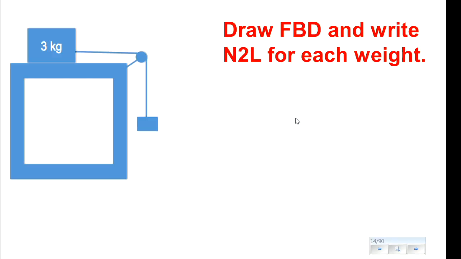Okay, we call it the object number one. Velocity was zero. What's the direction of velocity for the object number two? Direction of acceleration for the object number two.